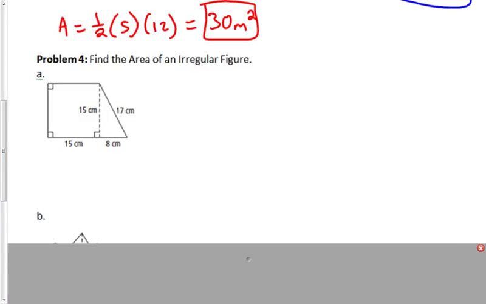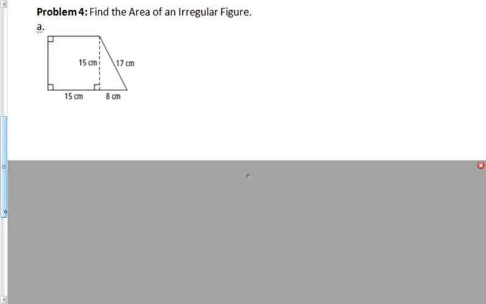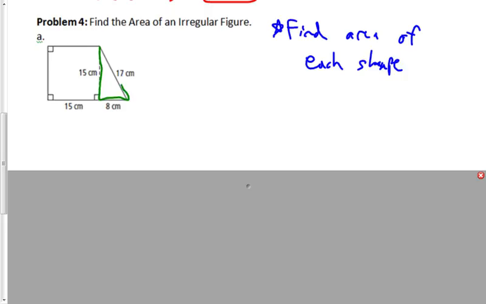Now here's a couple of unique ones where we have multiple things going on. So for problem A, we're going to find the area of the irregular figure. So to do that, we want to find the area of each shape. So we want to break it up. Right now, if we can do triangles and parallelograms or rectangles, that would be ideal, and yes, we can. So if we look here, on the left is a square, and then here is our triangle.